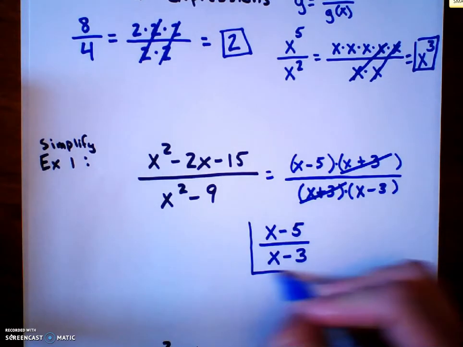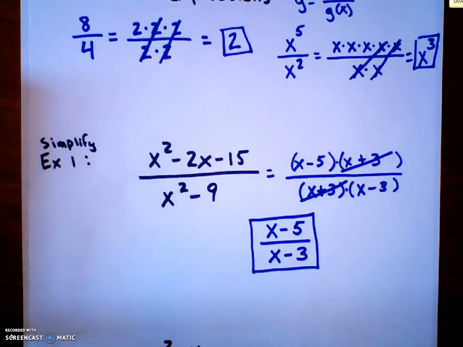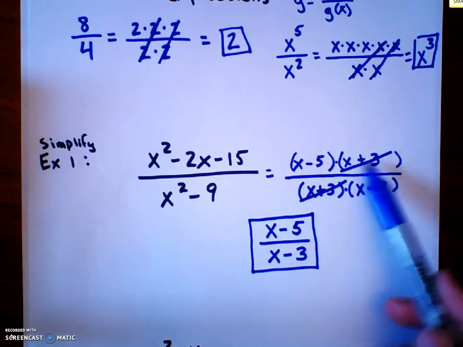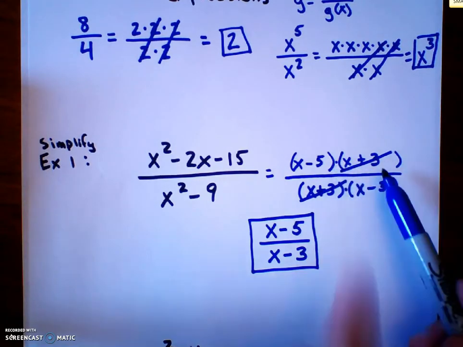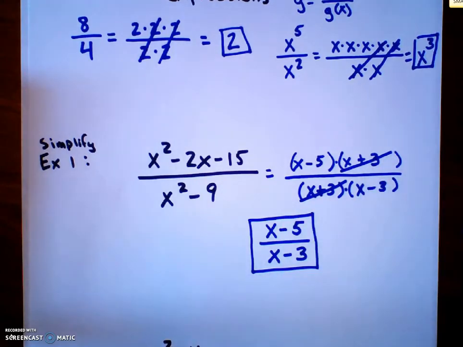The common mistake that people make is they want to start canceling these x's. You cannot do that. This x is not being multiplied, it's being subtracted by the 5 and this one by the 3. We could cancel these because it was being multiplied and you were canceling out the entire set. Okay? So let's do one more example.